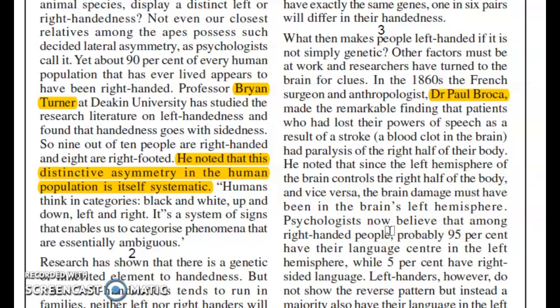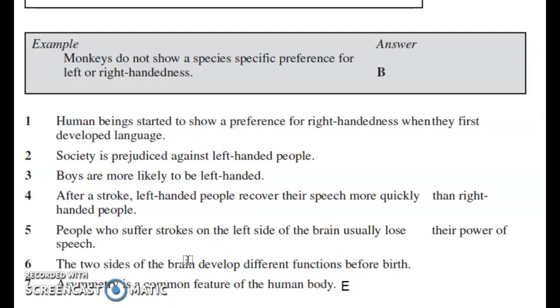But what ultimately he wants to say is that if there is a blood clot in the left part of the brain, then the right half of the body would be paralyzed, as the left part of the brain controls the right half of the body, and vice versa. And one more thing, he said that among right-handed people, 95% have their language center in the left hemisphere. Obviously if one had damage in the left part of the brain, one would lose the power of speech. So this statement complies with our fifth question: people who suffer strokes on the left side of the brain usually lose their power of speech. So our answer would be A.